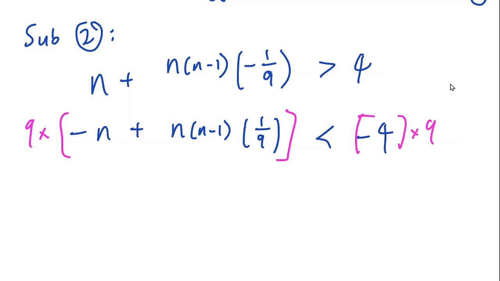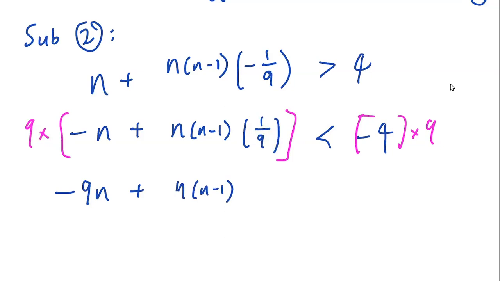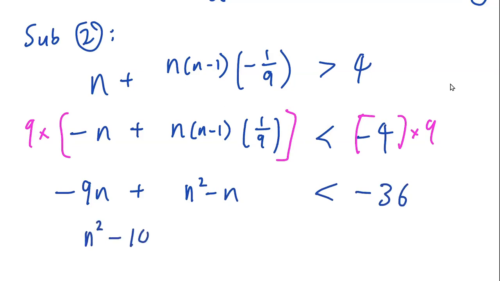Since they're both positive, I don't need to flip the direction of the inequality. So I get minus 9n plus 9 times 1 over 9. Cancel off. You're left with n times n minus 1. Expand it straight away, n squared minus n, less than minus 4 times 9, 36. So n squared minus 9n minus n is minus 10n, less than negative 36. Bring it over, become plus 36, less than 0.